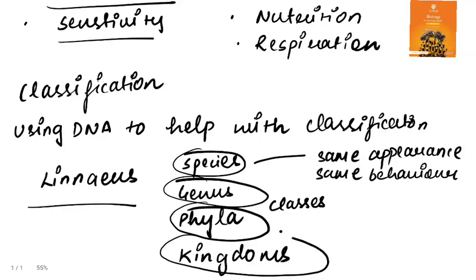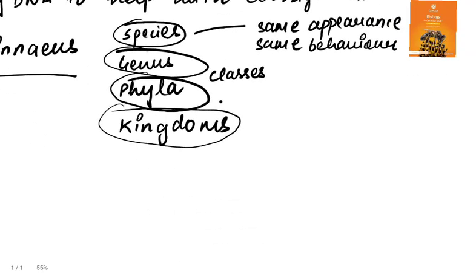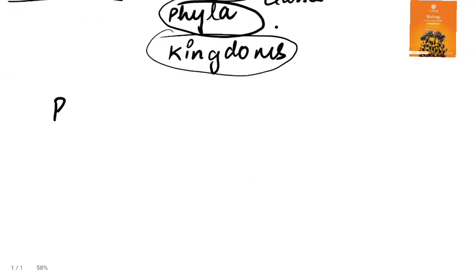So kingdoms contain phyla, and after that classes, then genus with species. So it is based on the appearance they have, and whether they show the same behavior or not. Then they also have a binomial naming system.